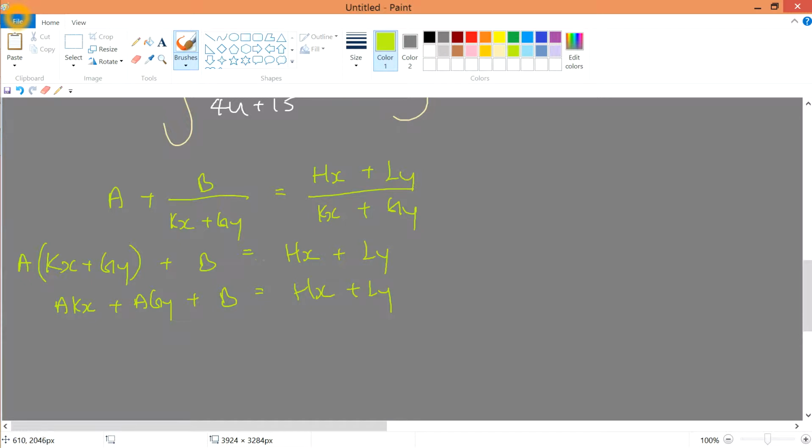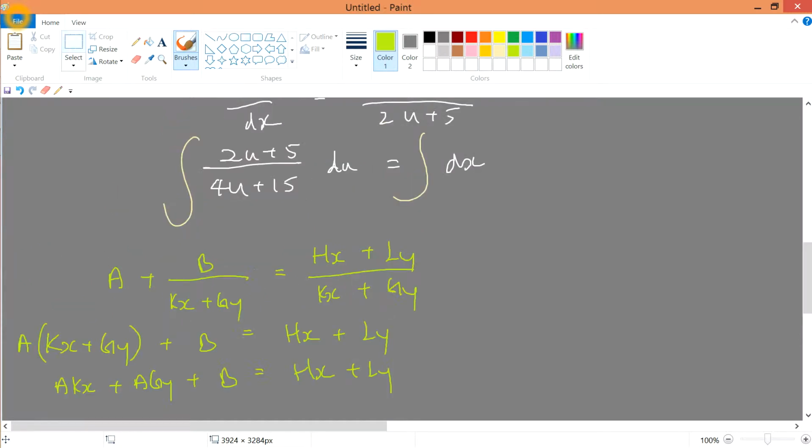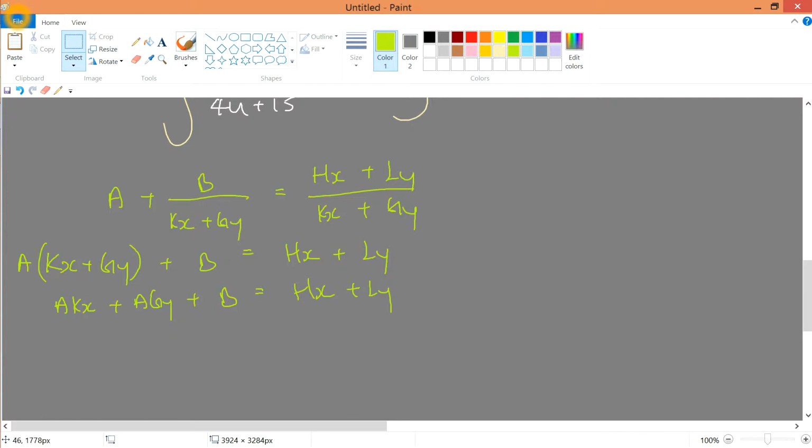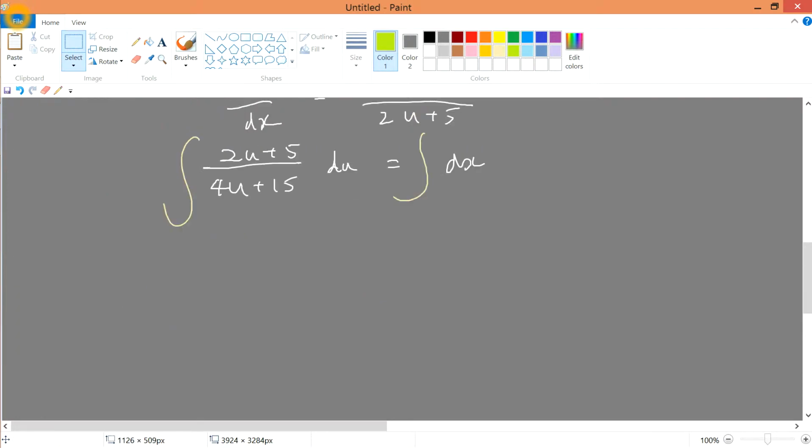Alright, and then okay, sorry, pretend I never said anything about this. I already messed up. Anyway, let's just solve for this. What am I doing? Alright, so imagine I have a plus b, okay? I take in the denominator over here, 4u plus 15.